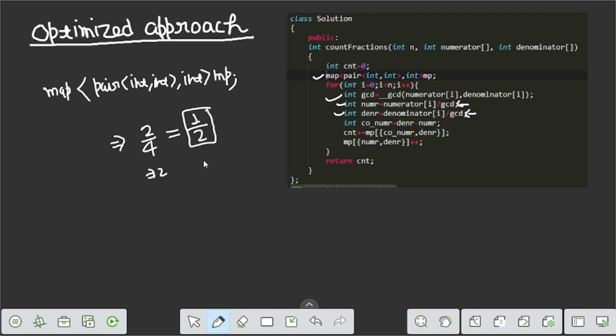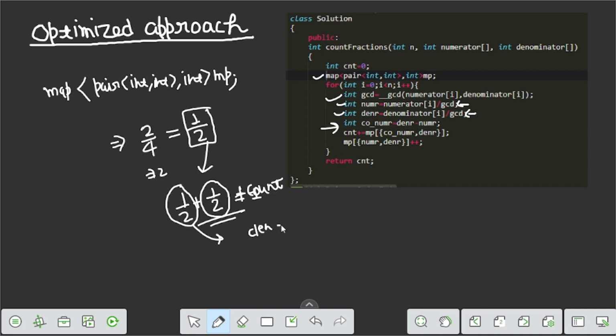And now we look in the map to see if there already exists a fraction that, added to this one, becomes 1. Say there exists 1 by 2. If we find it in the map, then we simply increase the count by the count of that number. So in the map, for this fraction, we look for denominator minus numerator over denominator.